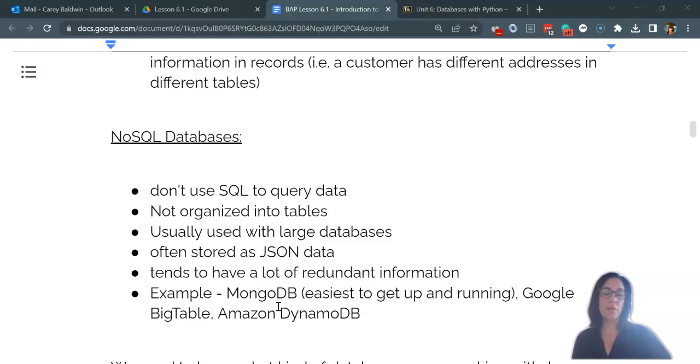An example I mentioned earlier is MongoDB. That's the easiest to set up and get running. But some other examples of NoSQL databases are Google Bigtable and Amazon DynamoDB.